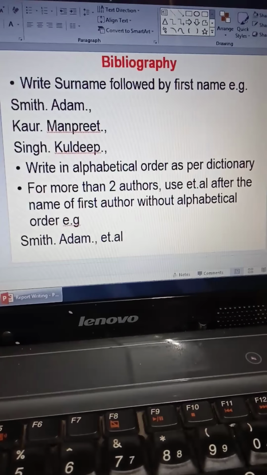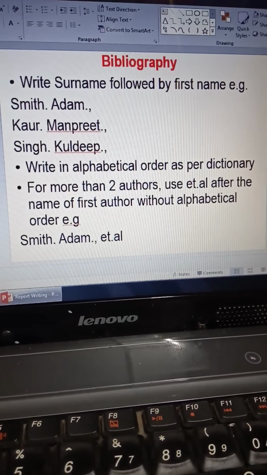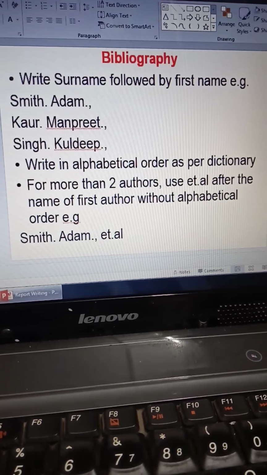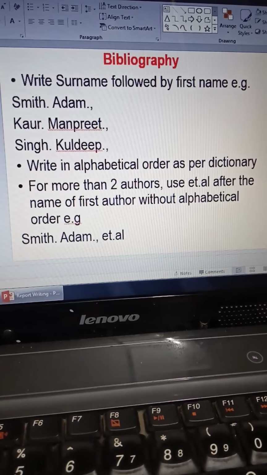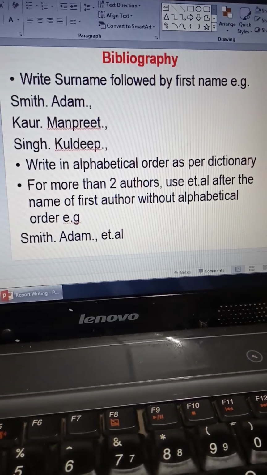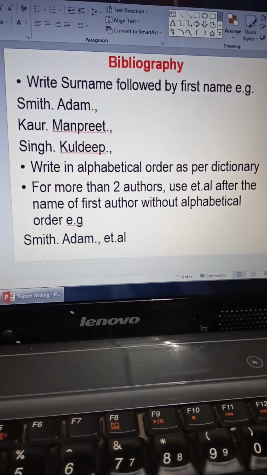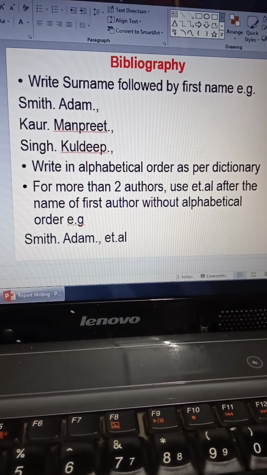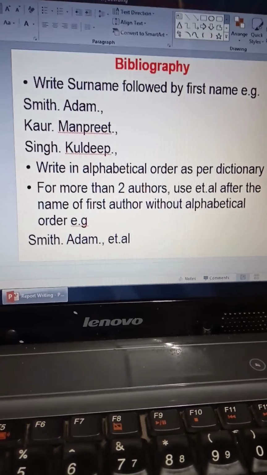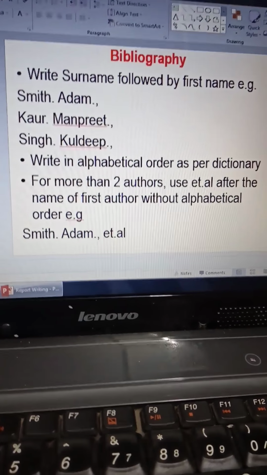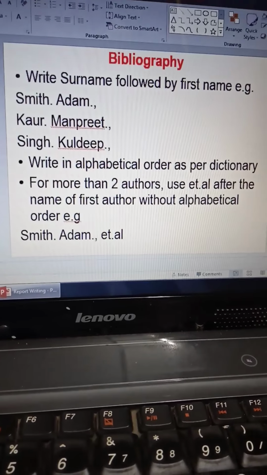Similarly, supposing there is a teacher or a researcher in the name of Manpreet Kaur, how do you write her name? Kaur will come first, then full stop, then Manpreet, full stop, and then comma. Or there is another case, if there is an author named Kuldeep Singh, how will you write? His name has to be written as Singh first, full stop, followed by Kuldeep, full stop, and comma.